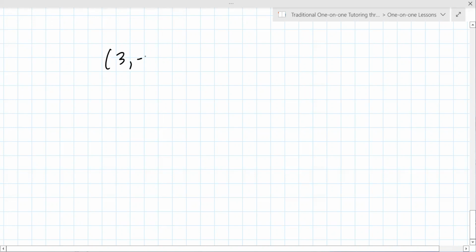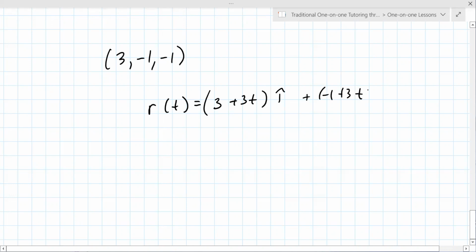Okay, let me. So the point here is (3, -1, -1), and they give you r of t equals (3 plus 3t) i, you can see all this, plus (-1 plus 3t) j. And I forgot about this. So you're supposed to figure out the value of t that gets you this point. So you try values of t like 0 and 1. Okay, now you can actually solve for it directly.